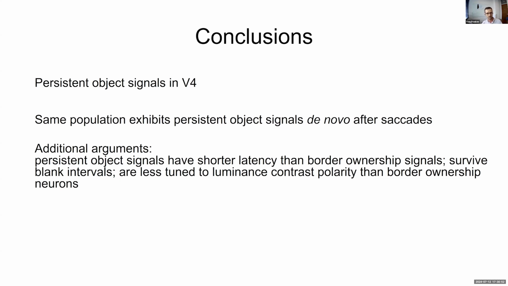These grouping cell signals also survive blank intervals, if you show the ambiguous border, then erase the border, so basically a blank screen, and then bring the ambiguous border back. It is known for border ownership signals that the signal will disappear during the blank screen, but then it reappears, indicating that the short-term memory for the ownership was stored elsewhere, presumably at the grouping cell level. And these grouping cells that we find don't lose their signal during that blank interval. And finally, these cells are also less tuned to the luminance of the square compared to border ownership populations. That's another property that was predicted for these cells.